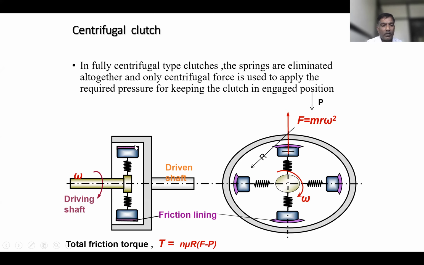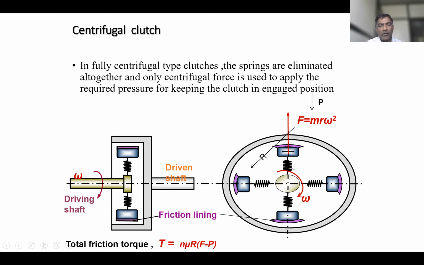So you can check the construction. This is a driving shaft. This one is a driven shaft. Here it is frictional lining. Here it is frictional lining. It is in contact with this driven shaft.